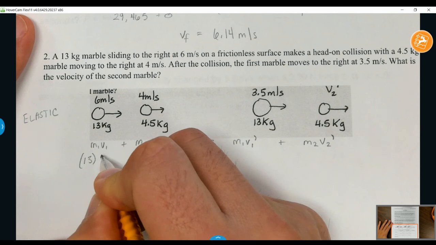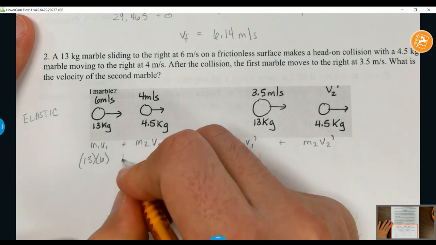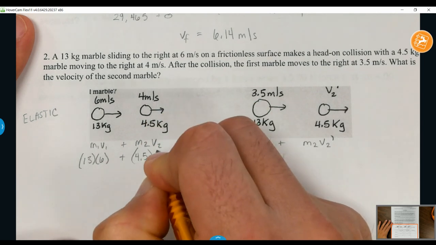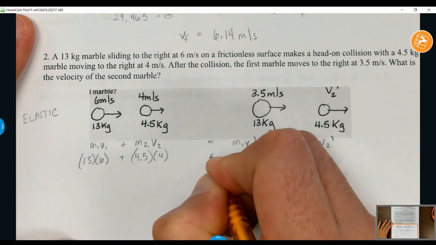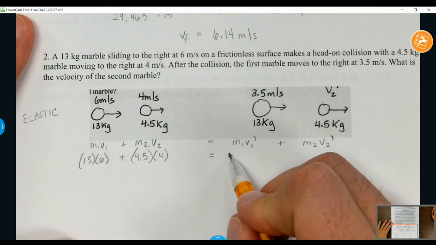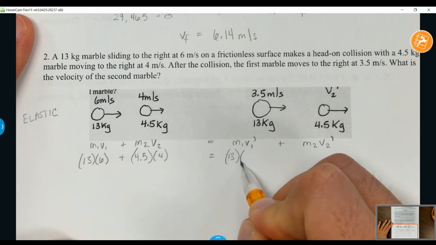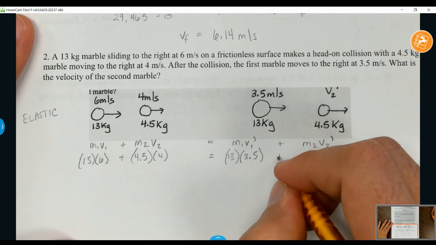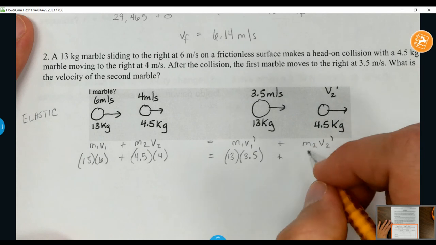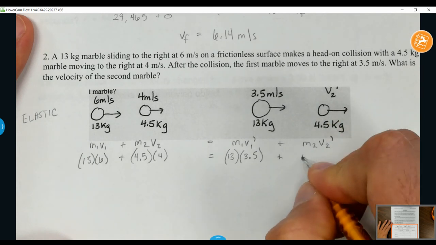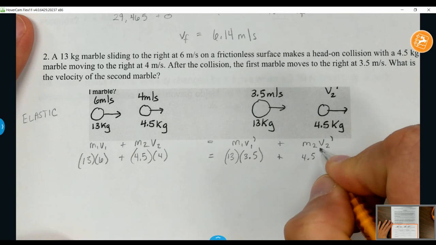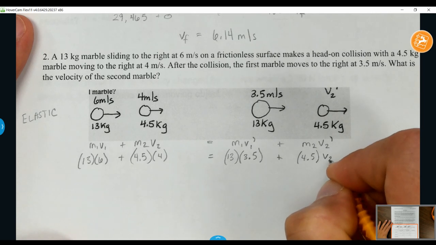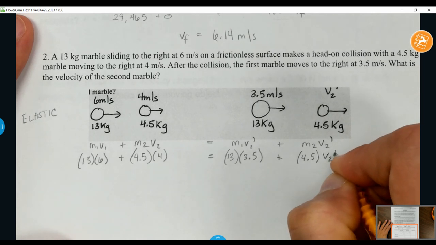All right, so plug everybody in the right spot. 13 kilograms is the mass, speed is 6, plus mass of the second character here, 4.5, times its velocity of 4. Mass of the first dude didn't change, so it's still this 13. But it now has a velocity of 3.5 meters per second. Mass of the second dude did not change. It's this 4.5. And now we don't know the new velocity for the second object, or this V2 prime.